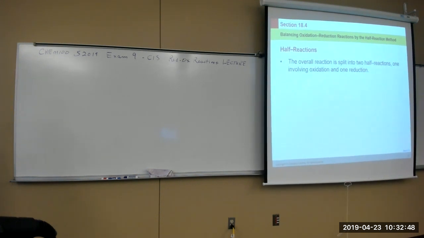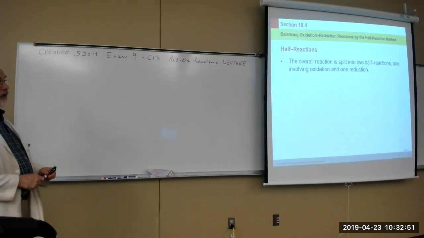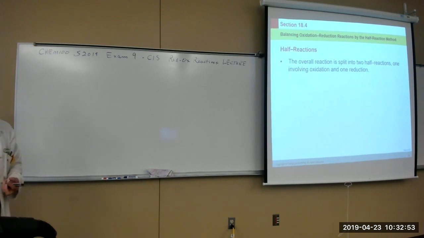This is called the method of half reactions. So basically what you do is you take the reaction that's given to you, that's unbalanced, and you split it into two reactions, one oxidation, one reduction, and you balance them separately. Then you bring them back together for your final balanced equation. Okay?